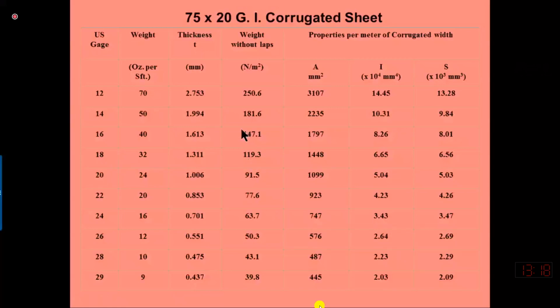Anyhow, you can assume the weight of any appropriate sheet from this table, or any weight value between 39.8 to 250.6 Newton per meter square. But I will recommend you to assume the weight ranging between gauge 24 to gauge 12. So in our data, we are assuming the value 17.